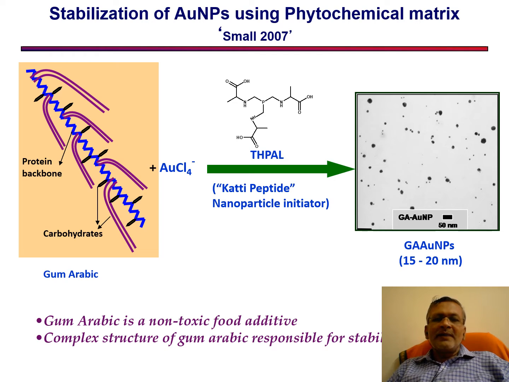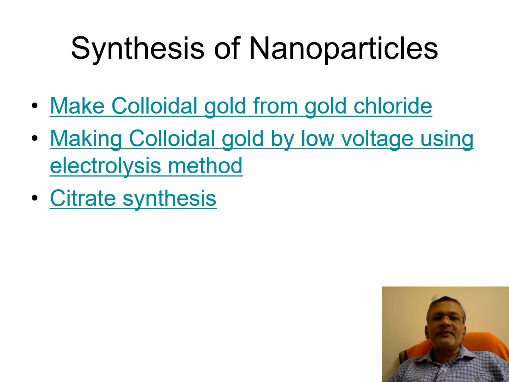Gum arabic is a non-toxic food additive. It may also act as a capping agent. The complex structure of gum arabic is responsible for the stability of the gold nanoparticles. Make colloidal gold from gold chloride. Colloidal gold can also be made by low voltage electrolysis method and citrate synthesis. These are the many methods for the synthesis of nanoparticles.